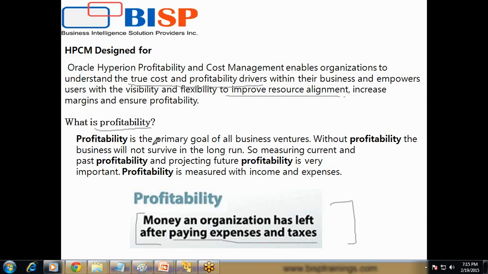So profitability is the primary goal of any business venture. Without profitability, a business will not survive for long, which is quite obvious. It means HPCM is not a luxury, it's a solution which every organization needs in order to identify and leverage profitability. Profitability is a measure of income and expenses.